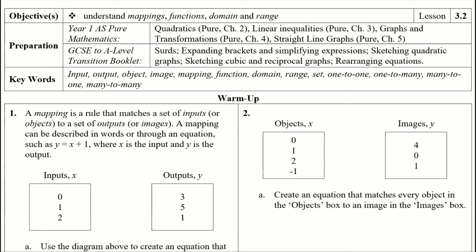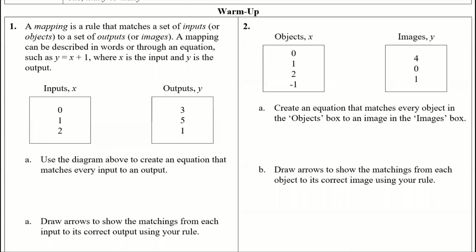Okay, let's have a look at question 1. All right, so we've got a definition to start us off, which is unusual for a question. So we have the definition of a mapping. This is the antecedent of a function, essentially. A mapping is a rule that matches a set of inputs, another keyword, which is interchangeable with objects. So an input or an object is the same thing. The mapping will take your inputs or objects and transfer them to a set of outputs. So it's a rule that connects inputs with outputs.